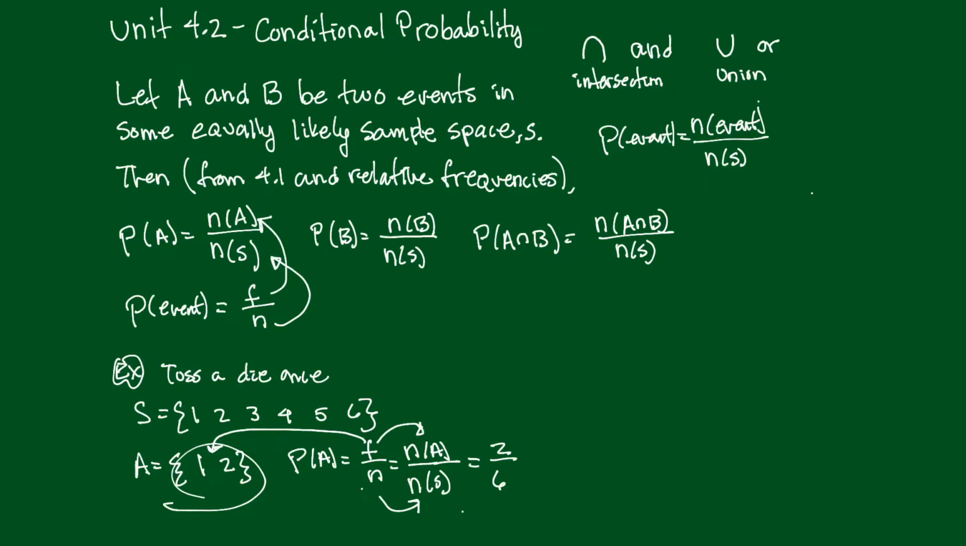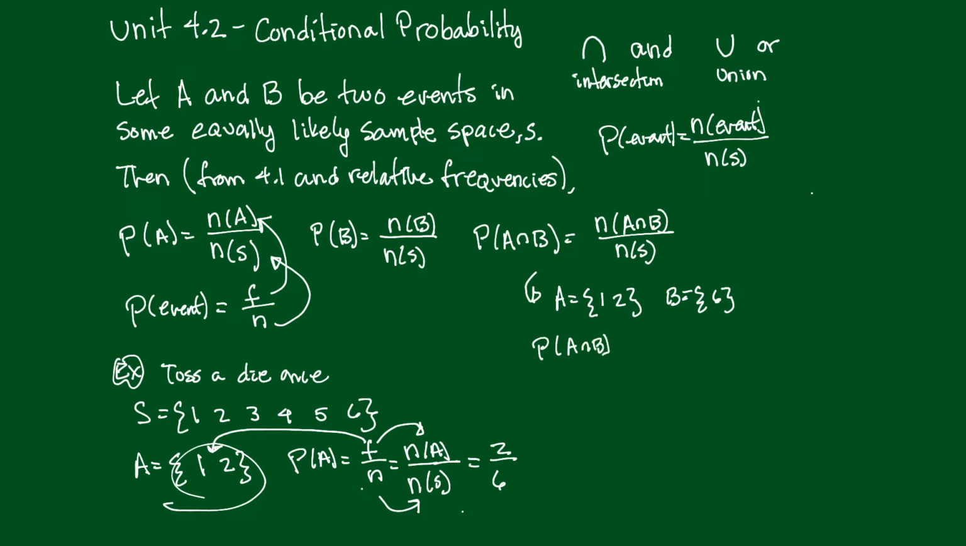So just so we're clear on this, what if we had this? What if A is the event getting a 1 or a 2, and B is the event, okay, B is the event getting a 6. Okay, so what is the probability of A and B?